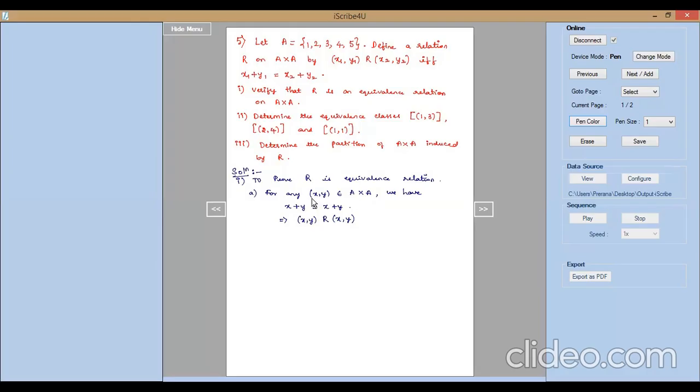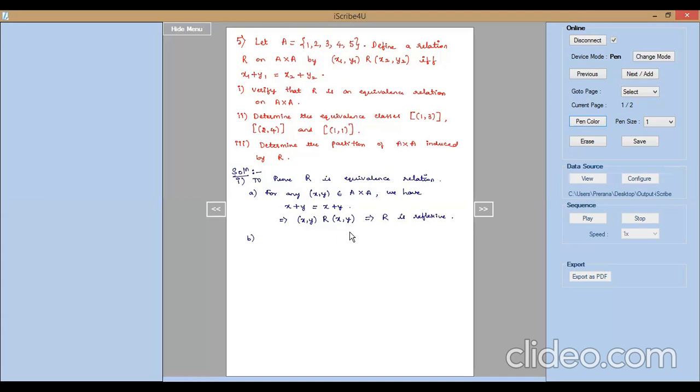Correct? So if I take (x, y) as one such ordered pair, for reflexive I have to prove that it is related to itself. So x plus y is equal to x plus y. That is, (a, a) belongs to R, I have to prove. So that is why (x, y) is related to (x, y). So we have proved the first part of it. So this implies R is reflexive.